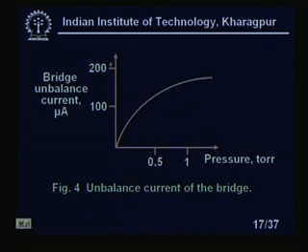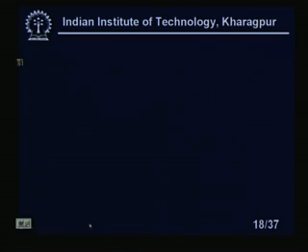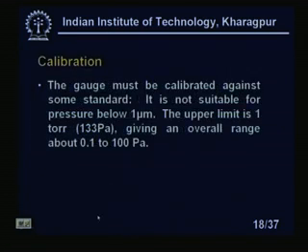This is the current in microampere, 100, 200 microampere, right. At low pressure I am getting quite a good response, but at high pressure, when the pressure goes beyond 1 torr, it saturates and there is no change; in fact, if the pressure increases further, there is no change in the bridge unbalance current, right. The gauge must be calibrated against some standard. It is not suitable for pressure below 1 micron. The upper limit is 1 torr, 133 Pascal, giving an overall range from 0.1 to 100 Pascal.